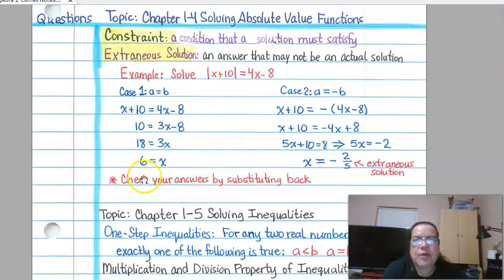All right, so before we go into the next section, just a quick review on chapter 1-4 with solving the absolute value functions. Just don't forget that you have to look at the two cases that are possible. Here's a few more notes. If you would like to write those into your notebook, just pause and you can copy these as you need.